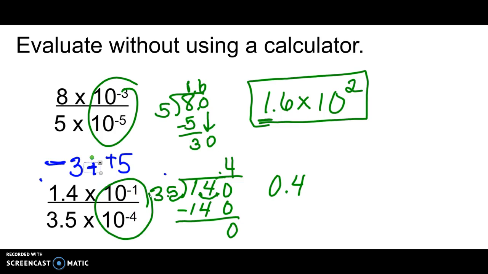Now take your exponents. 10 to the 4th divided by 10 to the negative 4th. Remember, you are subtracting your exponents. So negative 1 minus a negative 4 gives you negative 1 plus 4, which is 3. So 0.4 times 10 to the 3rd.